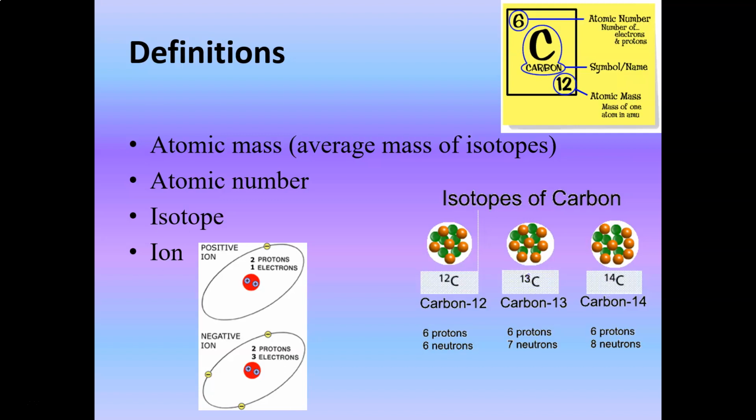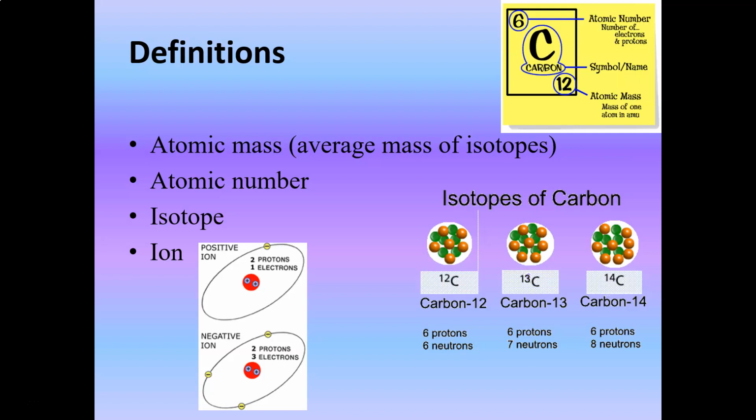Now, what is C12, C13, C14? What is changing is the number of neutrons. The carbon 12, since it's carbon, must have 6 protons, and therefore, since it's 6 plus X equals 12, it would have 6 neutrons. Carbon 14, since it's carbon, must have 6 protons. 6 plus X is 14. X would be 8. You have 8 neutrons.